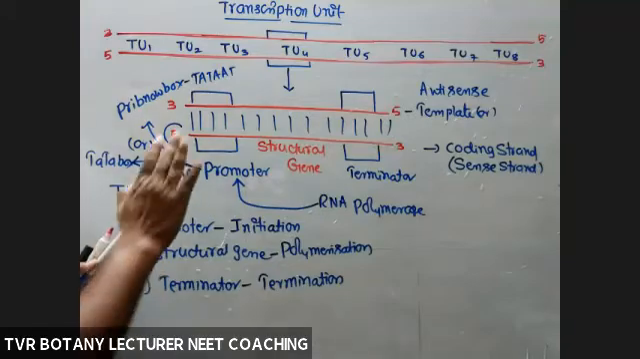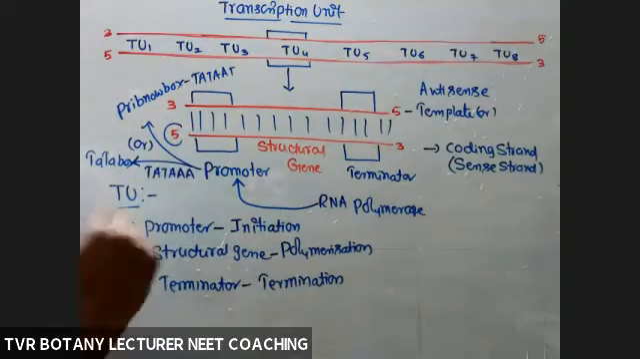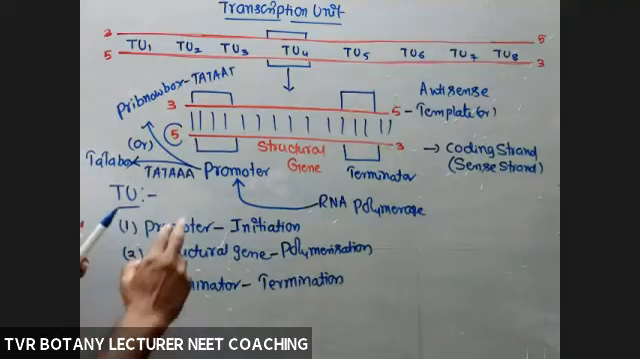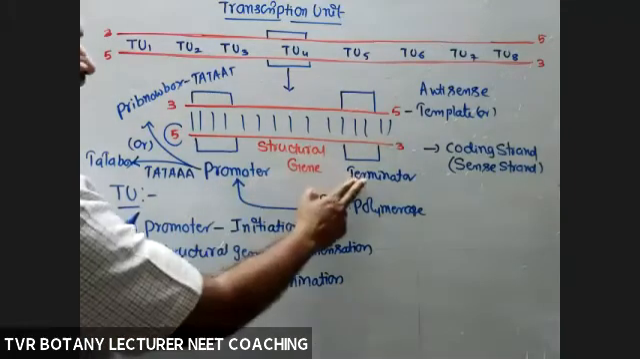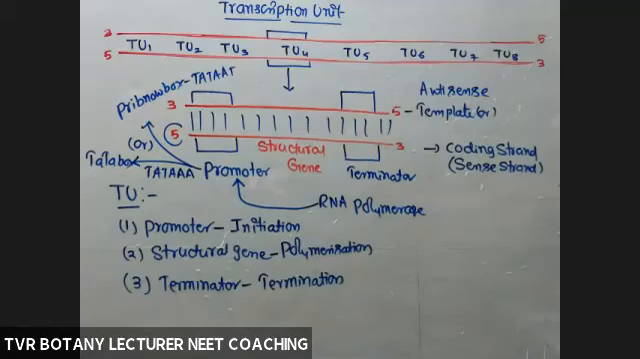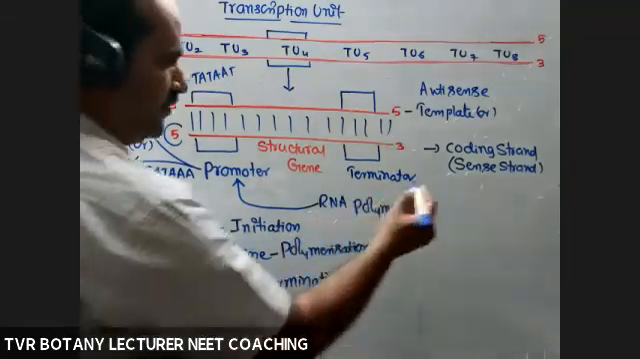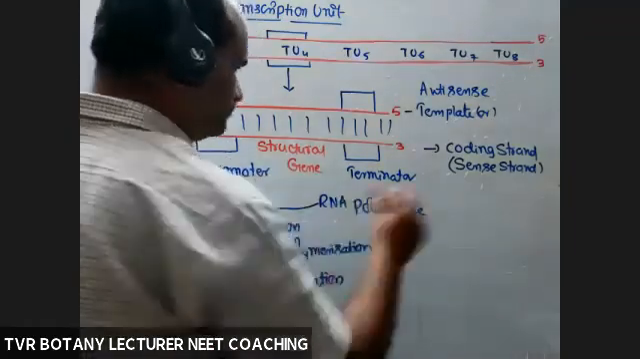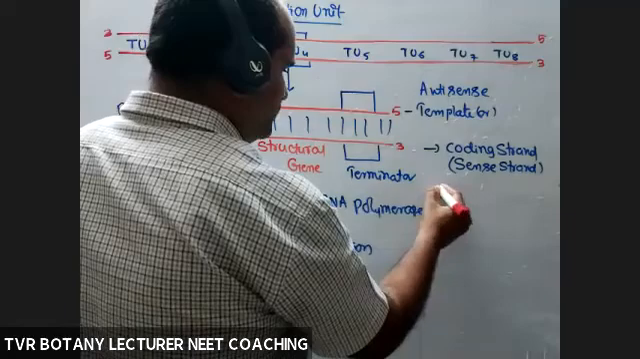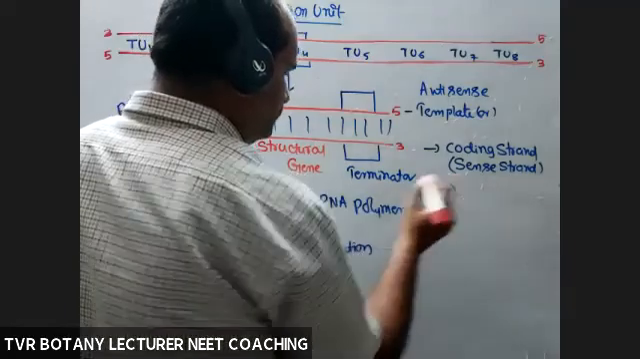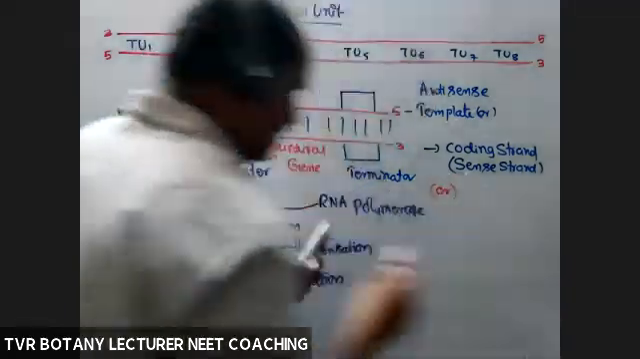So that is about a transcriptional unit. By switching the position of the promoter with the terminator, what about the coding and template strands? That will be reversed or not? Now here I'm taking R. Now change the position of promoter and terminator.